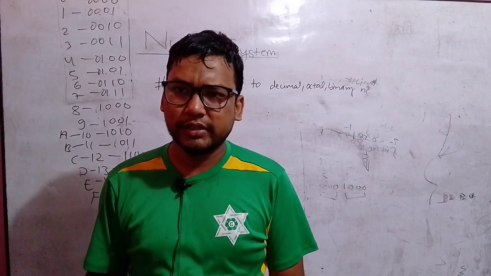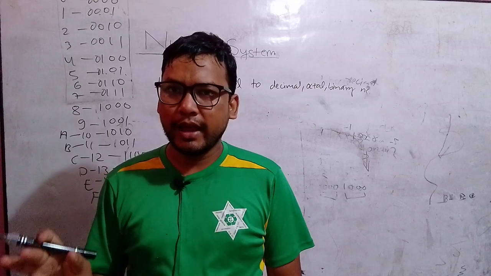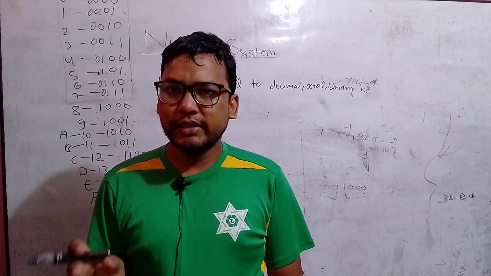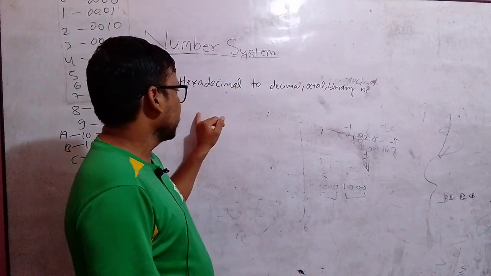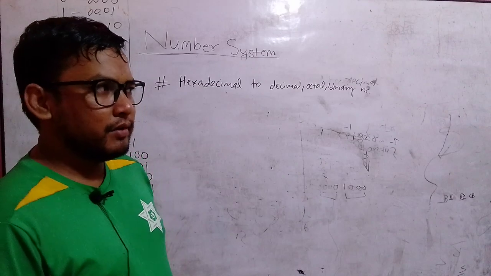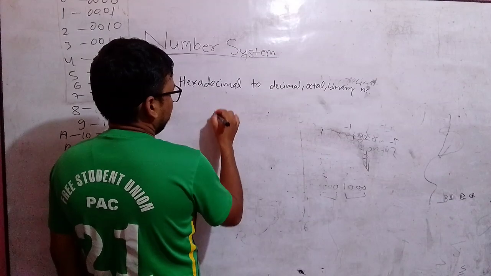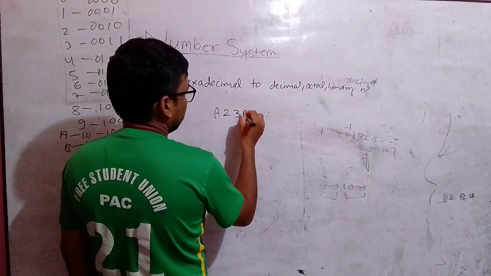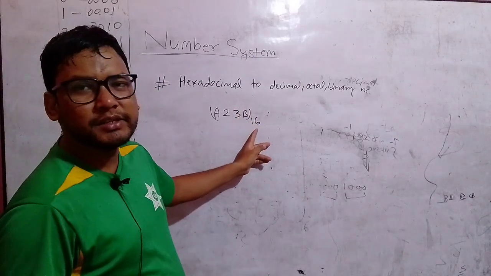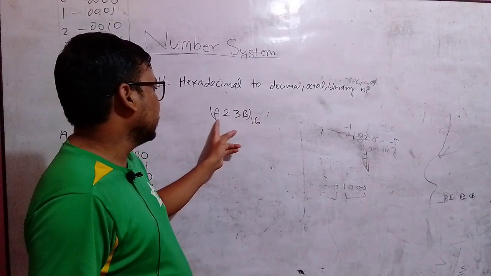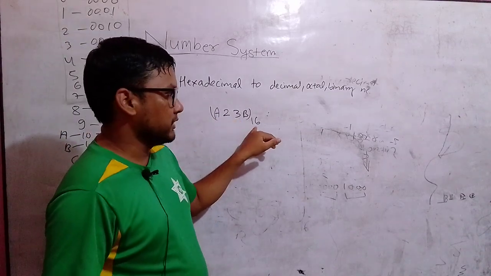In the hexadecimal number system, the allowed symbols are 0, 1, 2, 3, 4, 5, 6, 7, 8, 9 and A, B, C, D, E, F. If we make a number by using these symbols, then it is called a hexadecimal number. For example, A23B base 16 is a hexadecimal number. What does 16 represent? 16 is its base. So A23B is the hexadecimal number and its base is 16.